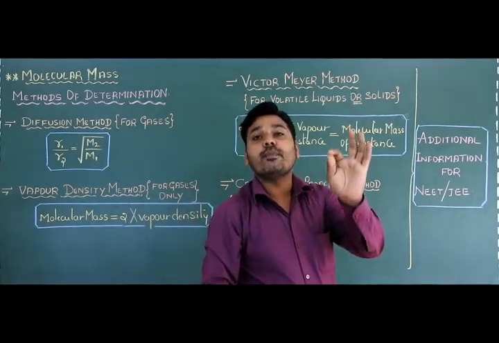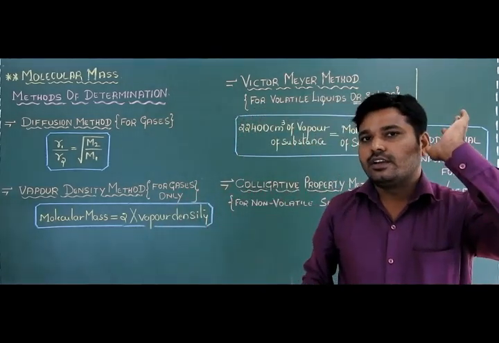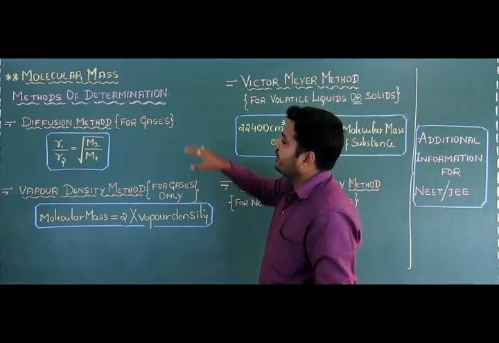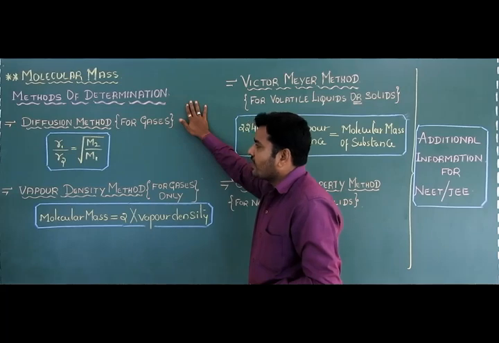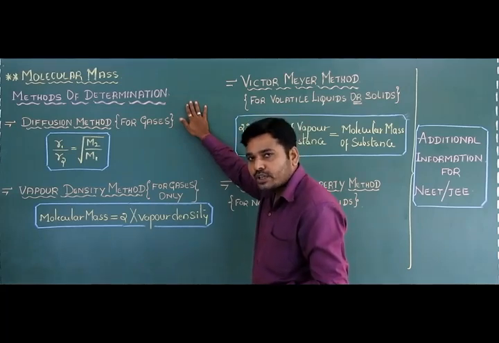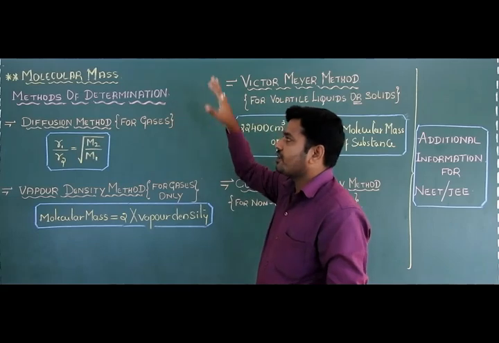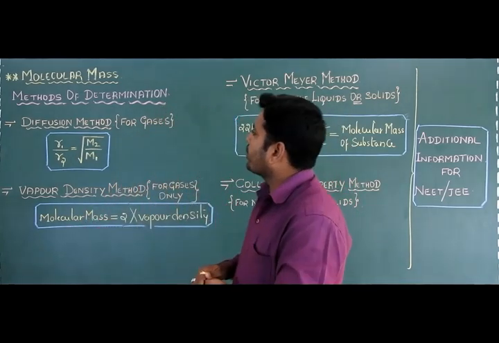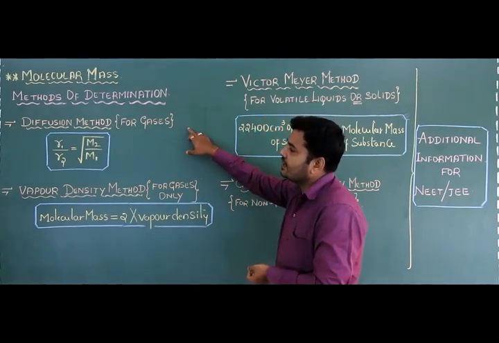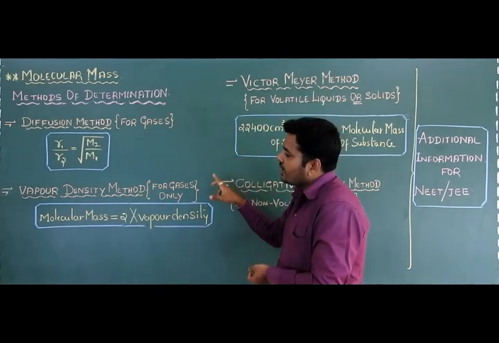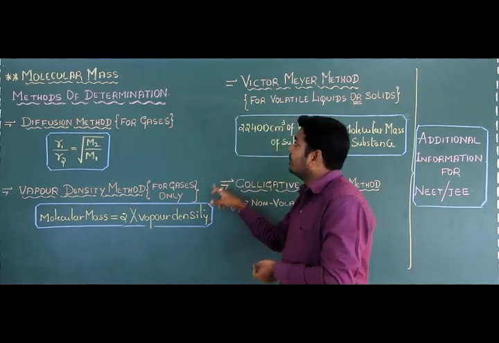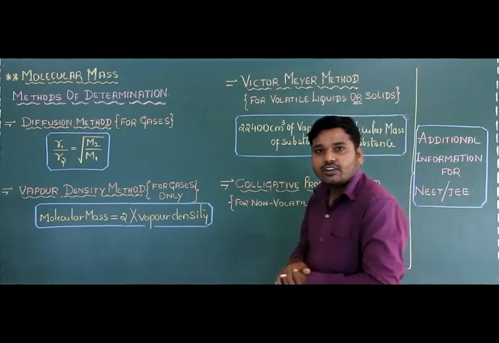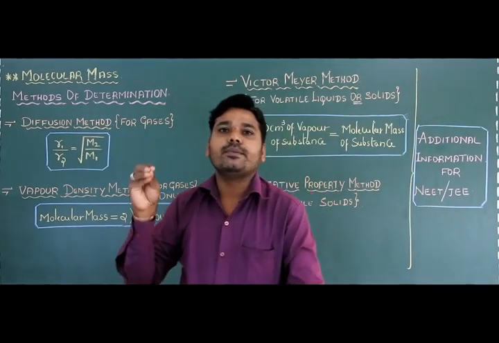that is the methods of determination of molecular mass of a chemical substance, students. Under this, once again we have four important methods of determination of molecular mass of a chemical substance. The first method is the diffusion method, the second is the vapor density method, the third is the Victor Meyer method, and the fourth is the colligative property method.